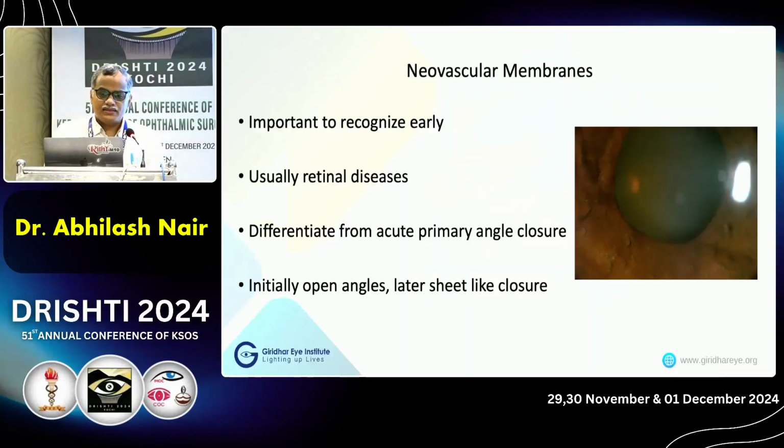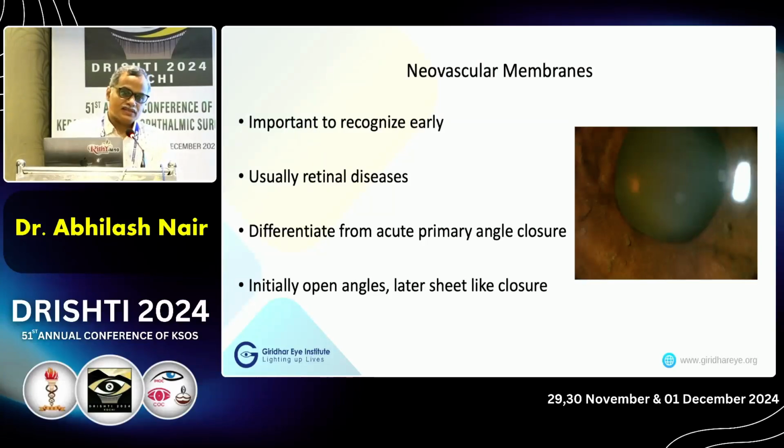Coming to the next important group of problems in this anterior pull mechanism is neovascular membranes. Now, the most important thing is that it has to be recognized early, because it's usually a secondary problem, retinal disease or vascular insufficiency that causes new vessels to form.